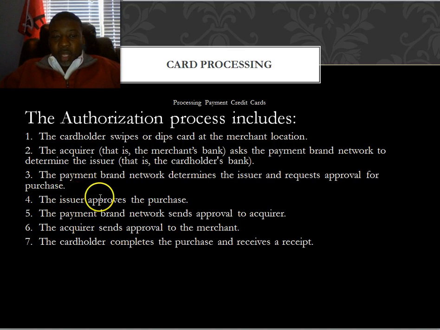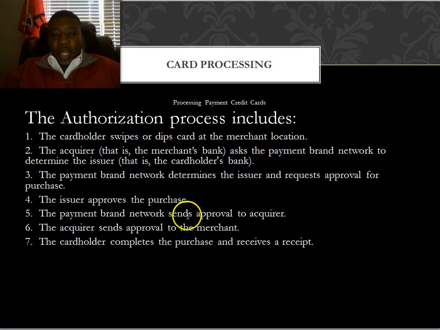The issuer approves the purchase, so your bank will approve the purchase. After the payment brand has determined the issuer, which is your bank, the payment brand determines who your bank is, and then they will request the approval for purchase. The issuer, your bank, will approve the purchase.